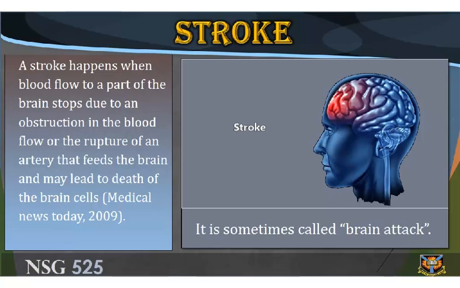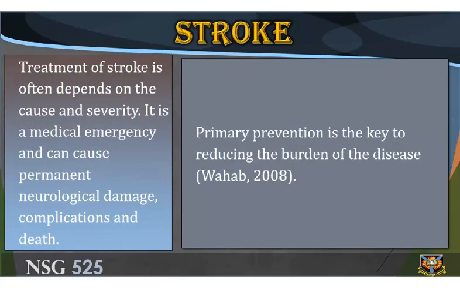Common investigations done include angiogram of the head, carotid duplex ultrasound, MRI, CT scan, echocardiogram, magnetic resonance angiography, blood cholesterol and sugar level, complete blood counts. Treatment of stroke is often dependent on the cause and severity. It is a medical emergency and can cause permanent neurological damage, complications, and deaths. Primary prevention is the key to reducing the burden of the disease.